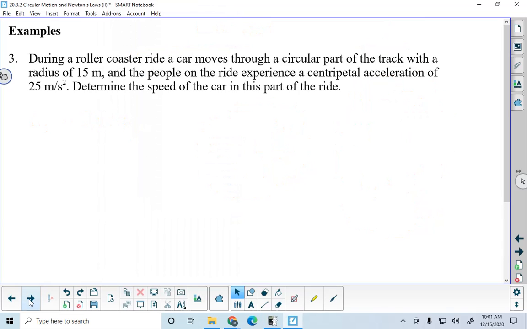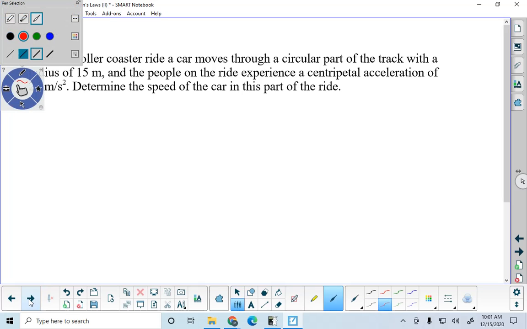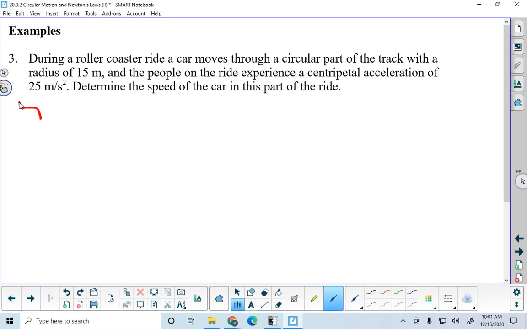During a roller coaster ride, a car moves through a circular part of the track with a radius of 15 meters. People experience a centripetal acceleration of 25 meters per second squared, which, not needed for this question, but just a matter of curiosity, that's about 2.5 Gs.